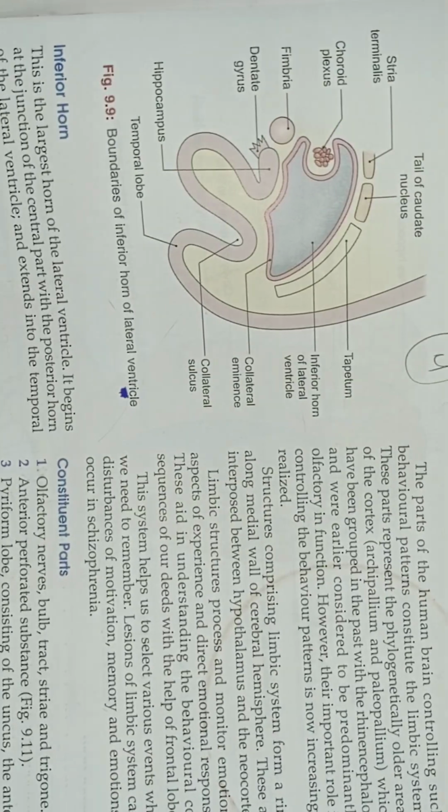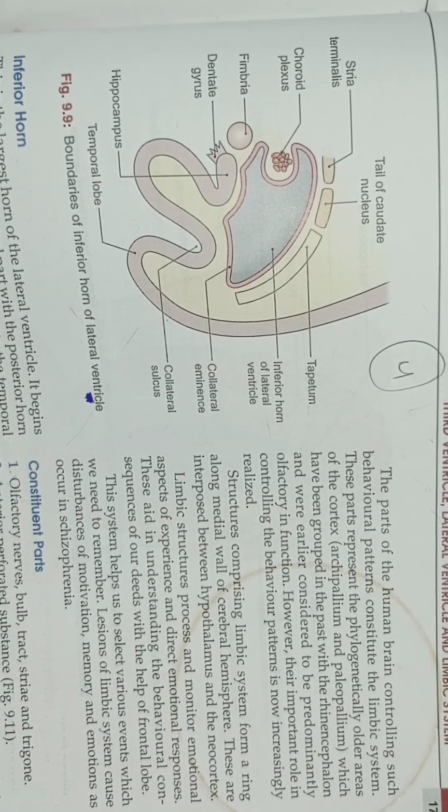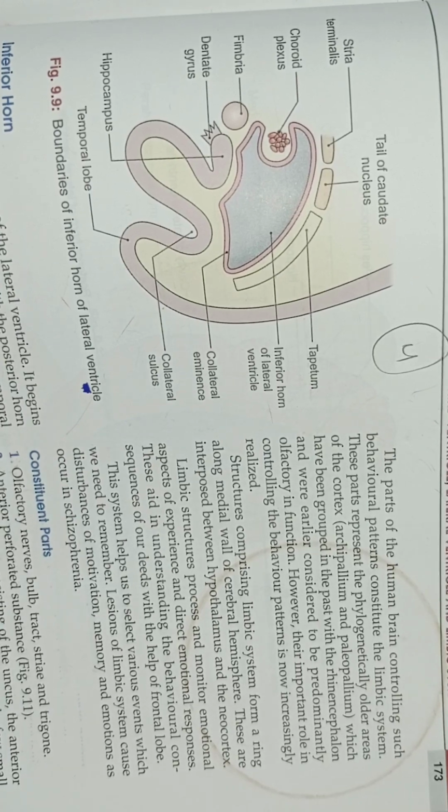Oogway here. This is video 8 from the playlist of the diagrams. And today we are going to learn how to draw the diagram of the boundaries of the inferior horn of the lateral ventricle. This diagram is figure 9.9 in BDC. Very easy and simple diagram. Let's try to learn how to draw this diagram.